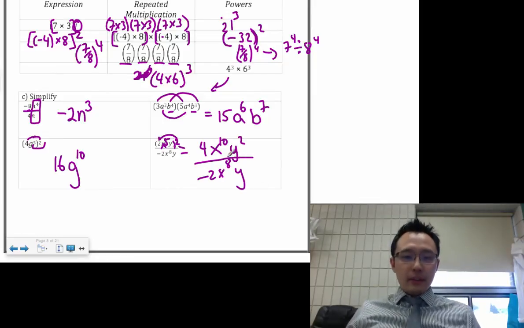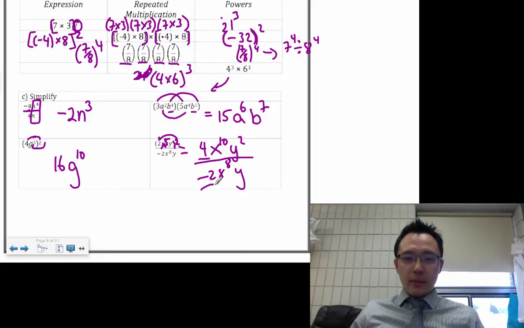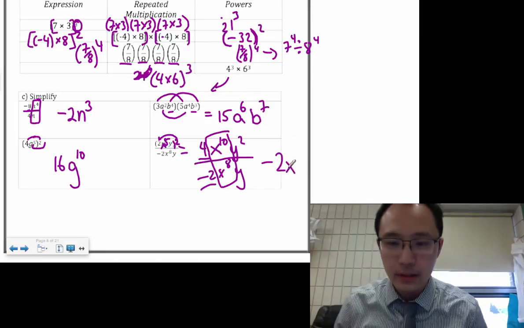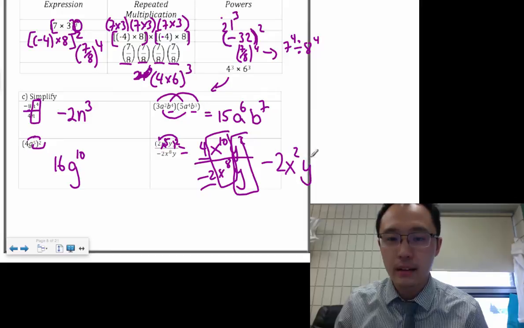And then finally, look at my numbers. 4 divided by -2. Worry about the sign first, so this is going to be negative. 4 divided by 2 is 2. And then since this is dividing, I'm going to subtract the exponent. So x is going to be to the power of 2, and this one is going to be y to the power of 1.